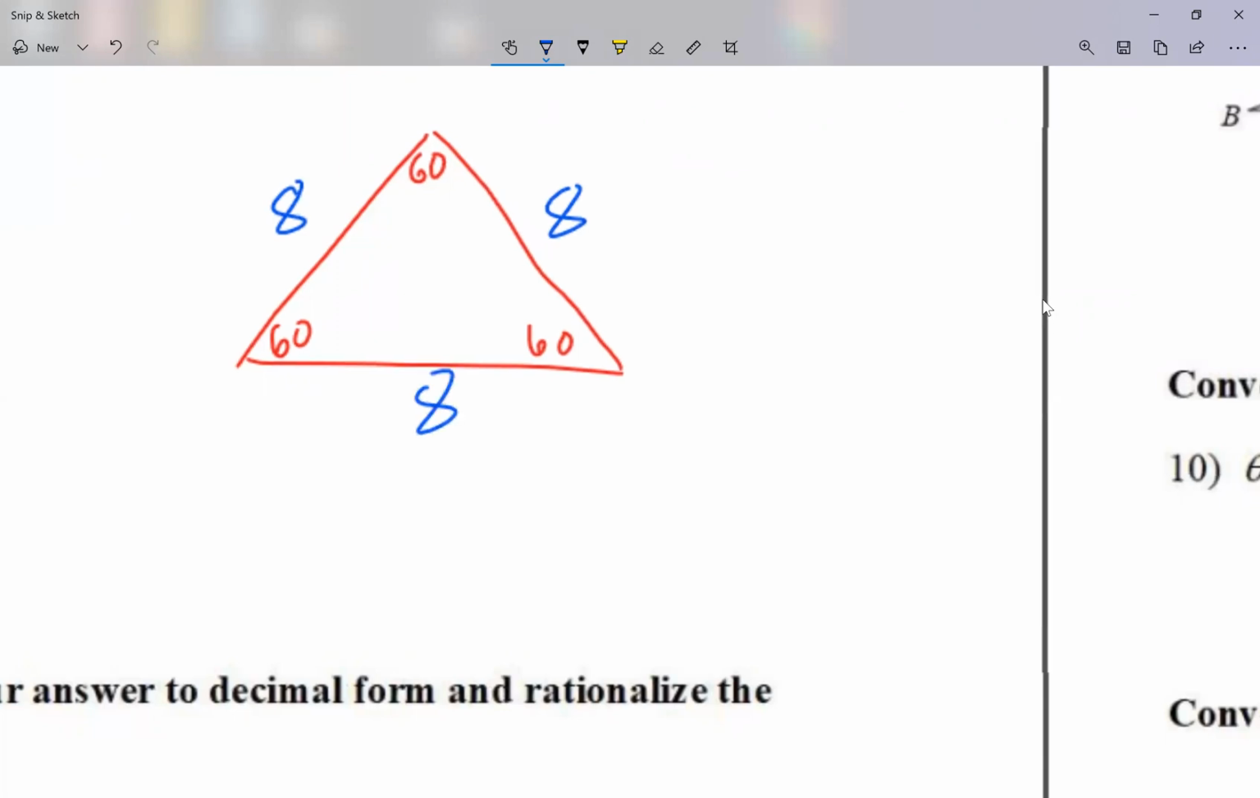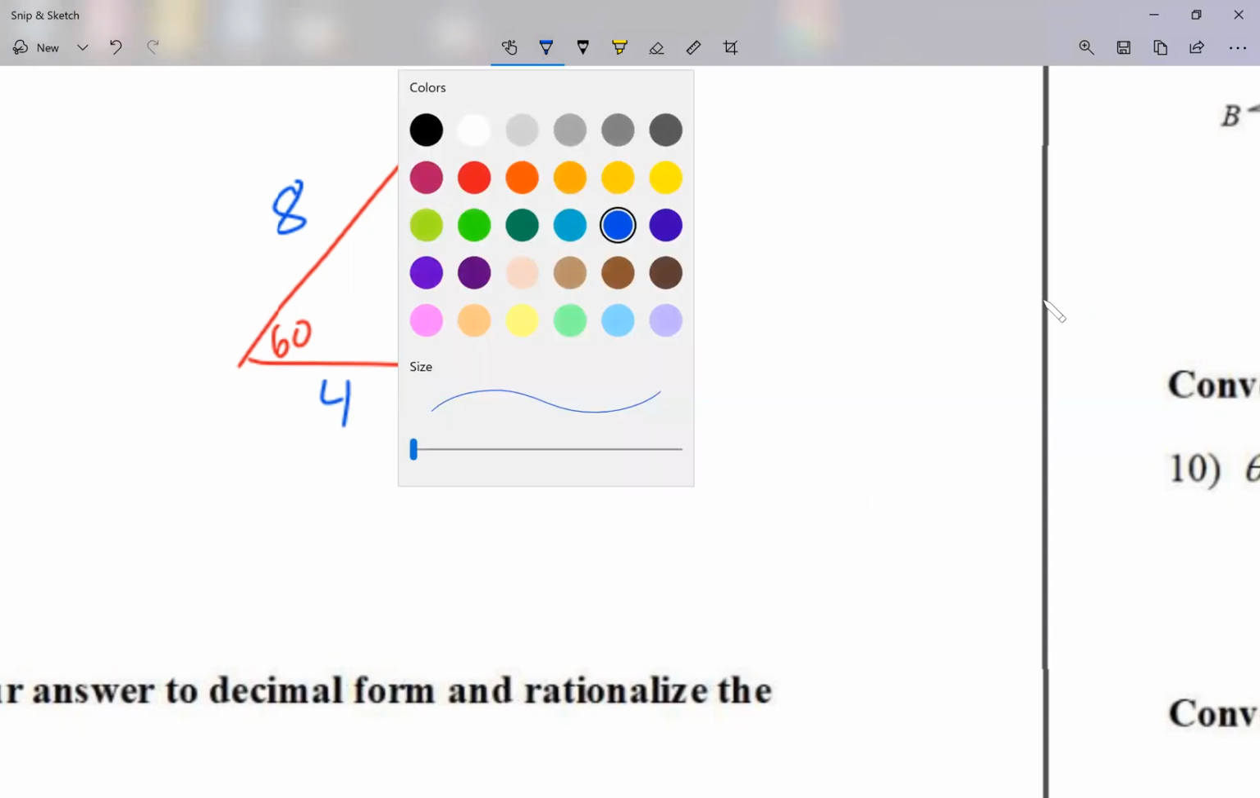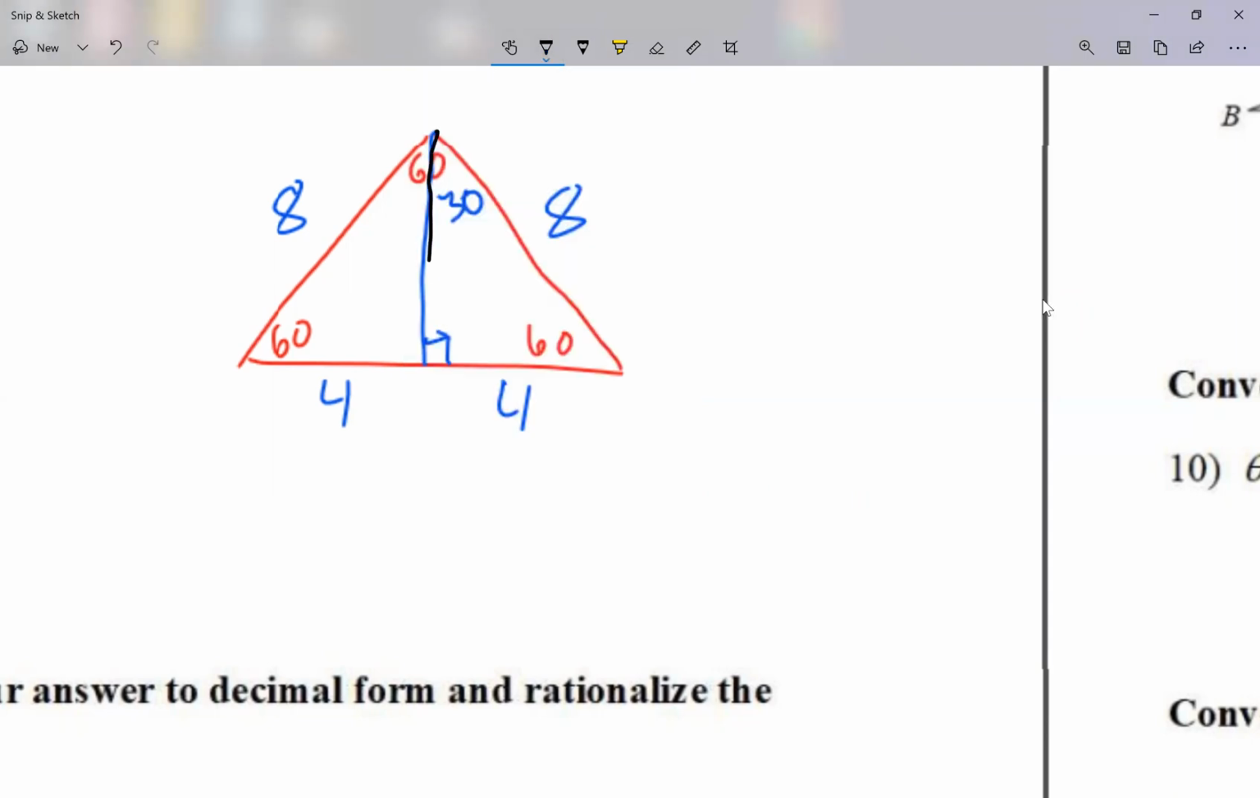So what I'm going to do instead, I'm going to cut one angle in half to make a 90-degree angle here. So instead of 60, I have 30, 60, and 90. Now the interesting part is the 8 at the bottom, I'm also going to cut it in half, right? So 4 and 4. Now I want us to focus on this triangle. I have a 30, 60, 90 triangle. So I'm going to erase this. I don't need this anymore.